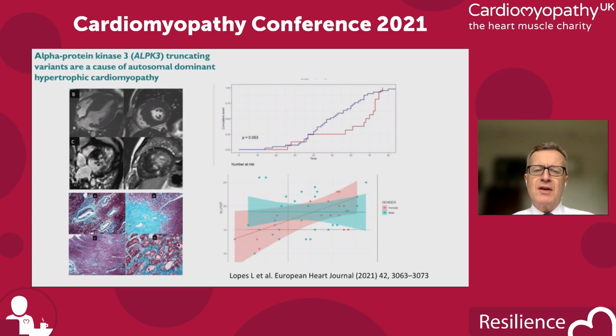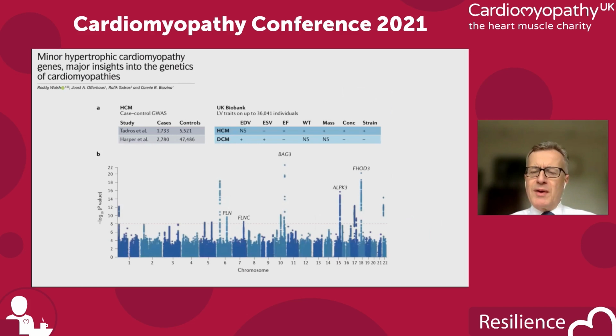The variants are rare. But actually, when you look at the general population and you look for spelling mistakes in the genes, you find that quite a lot of people in the population with heart failure and so on have these variants in the same gene, and these are much more common. And we see the same in some other proteins as well.